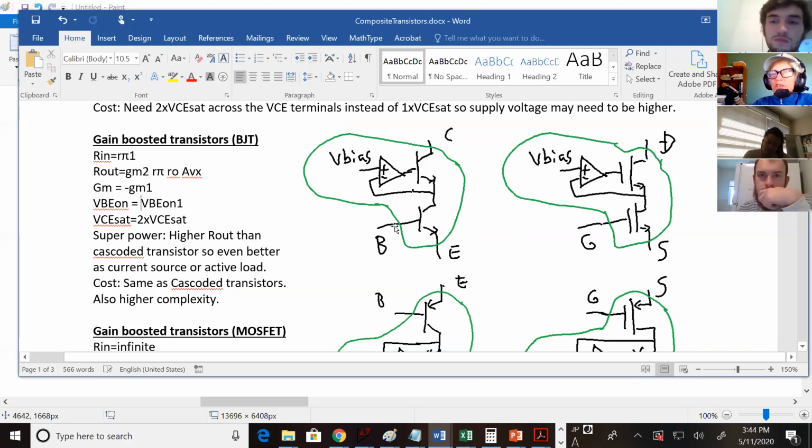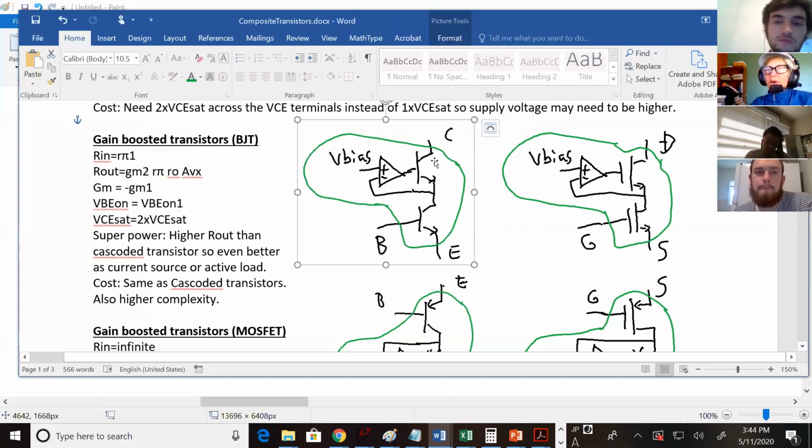To turn on the transistor, or your compound transistor, notice that the base and the emitter are going to this bottom transistor. So whatever turns on this bottom transistor is also going to turn on your compound transistor. So it's still VB on. It has the same problem with VCSAT. Both transistors have to be in the forward active region, so you have to go up one VCSAT and then another VCSAT. And it's usually more, but actually you can cheat it. So that's its drawback.